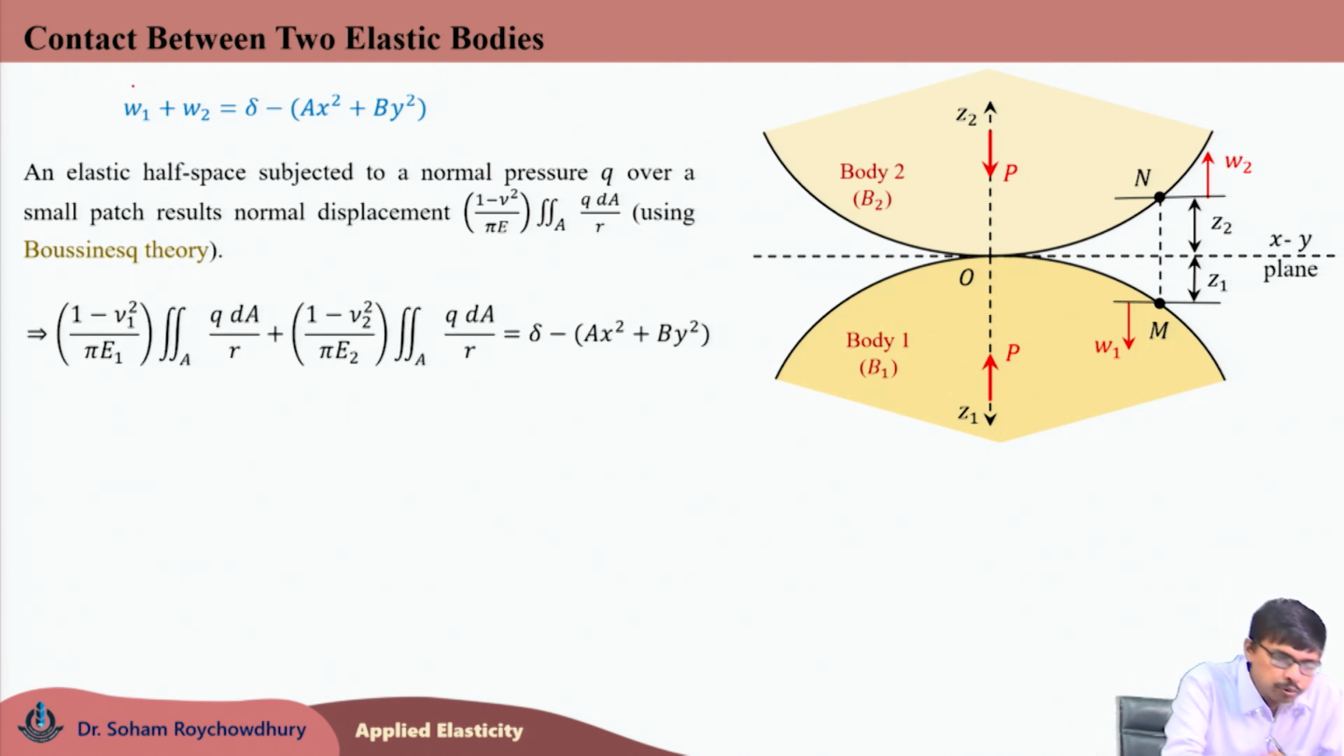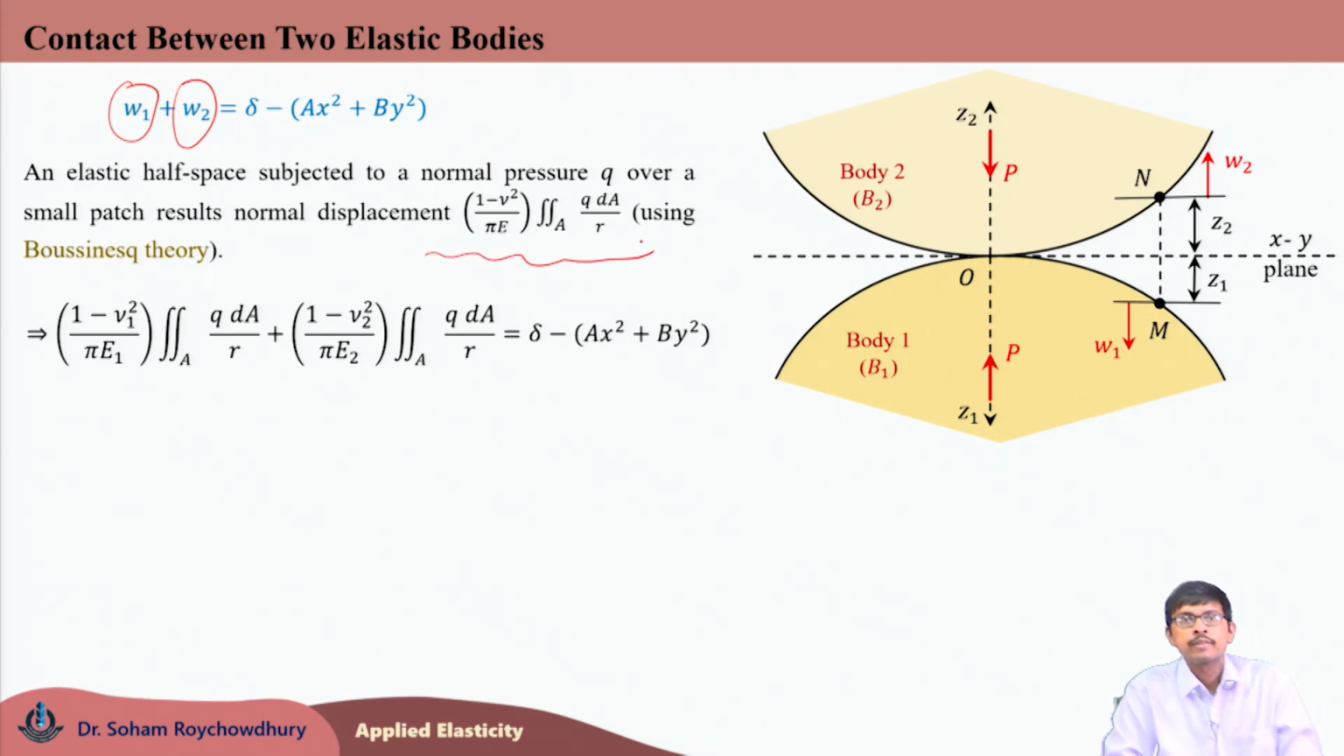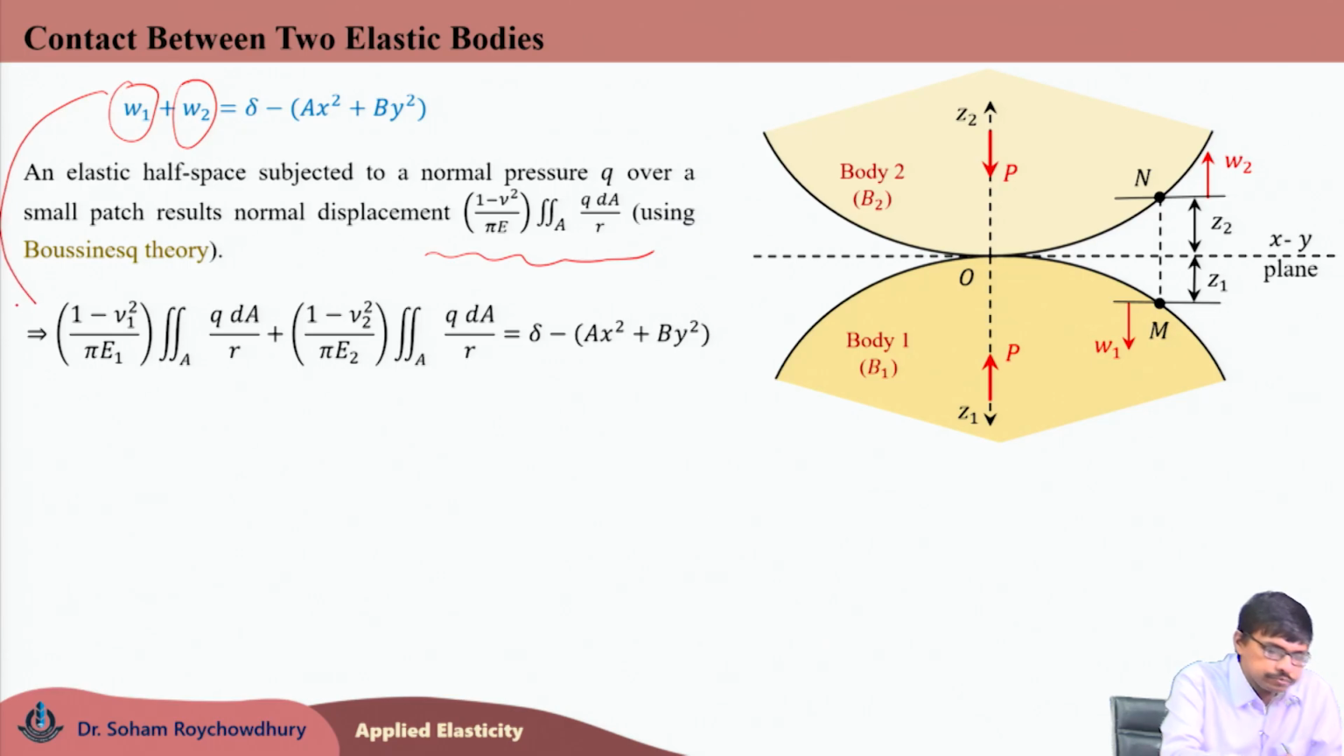Now, we can write both this W1 and W2 using these deformations predicted by the Boussinesq theory. Taking E1, E2 and nu1, nu2 to be properties of body 1 and body 2 respectively, these equations can be written in this fashion.